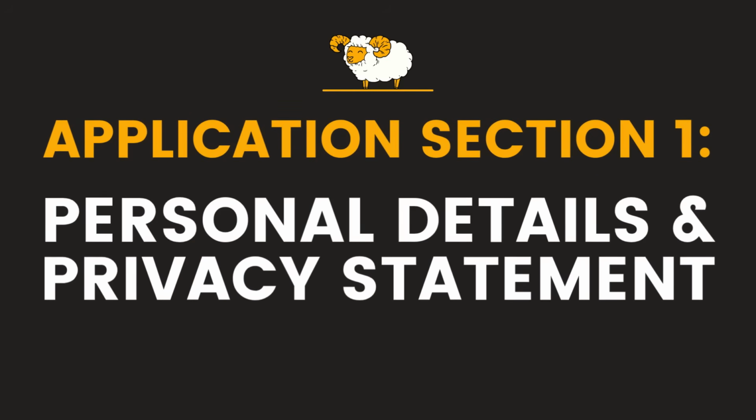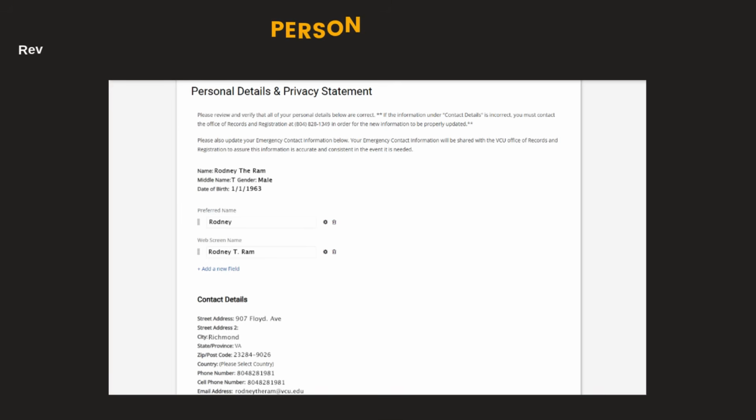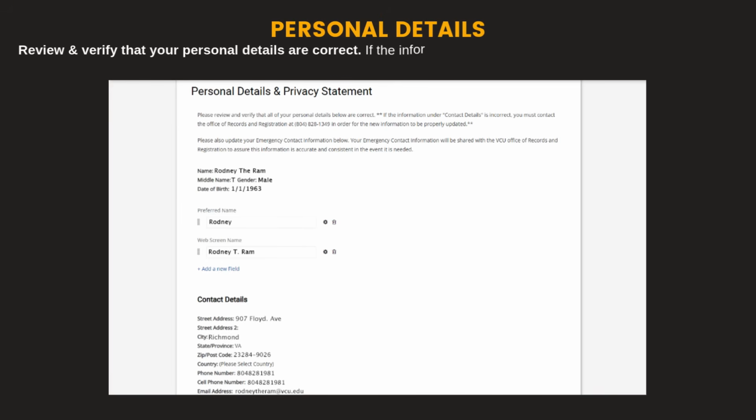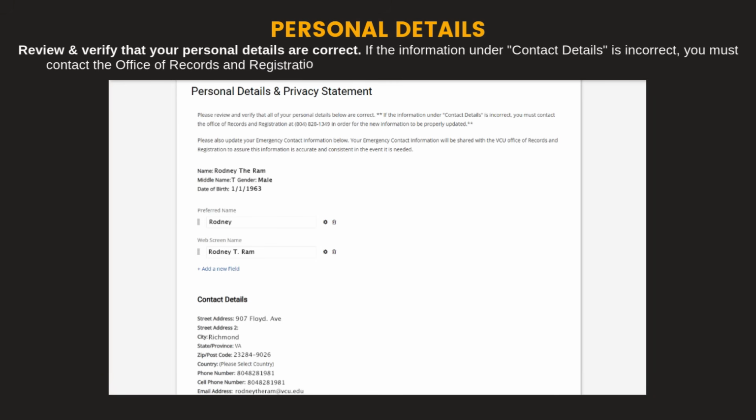Application Section 1. Personal Details and Privacy Statement. Review and verify that your personal details are correct. If the information under Contact Details is incorrect, you must contact the Office of Records and Registration at 804-828-1349 in order for the new information to be updated.